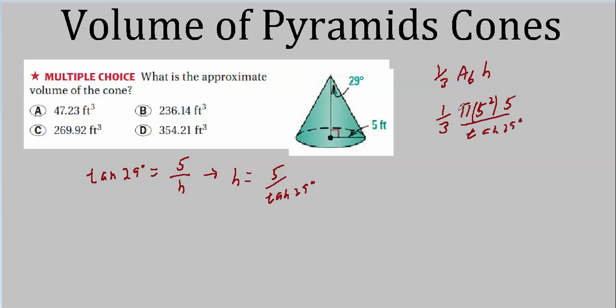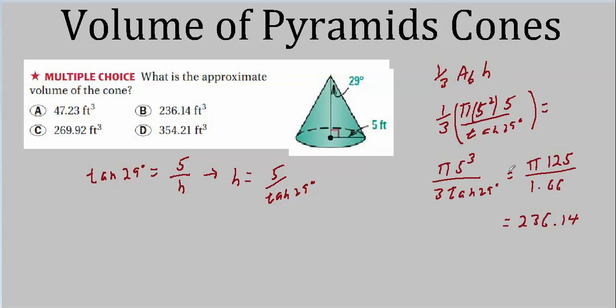So this is 1/3 times all of this stuff. And I could have put 3 down here, couldn't I? I could write pi times, well, this is going to turn out to be 5 cubed, isn't it? Pi squared times 5 over 3 times the tangent of 29. That would be exactly the same thing.